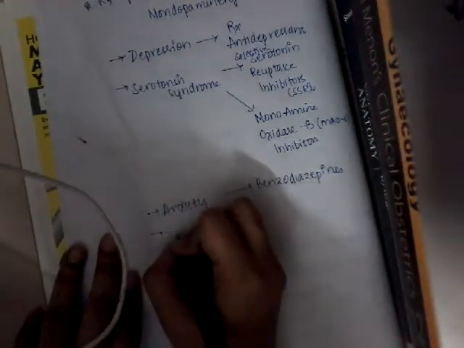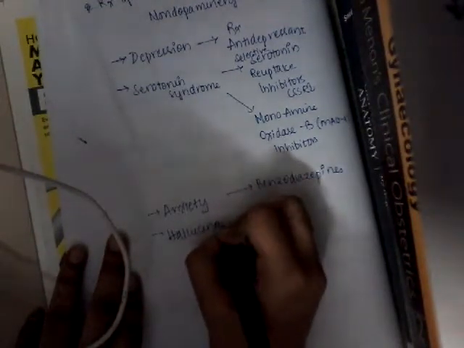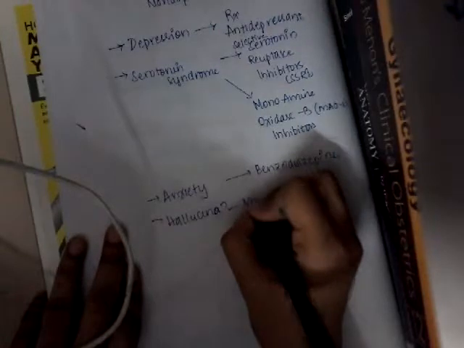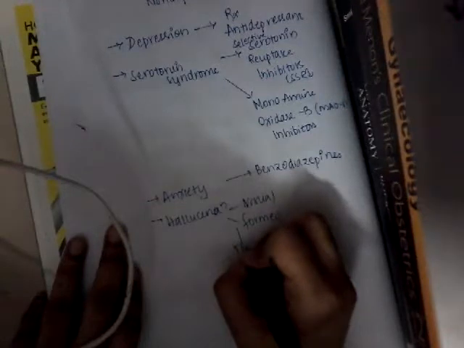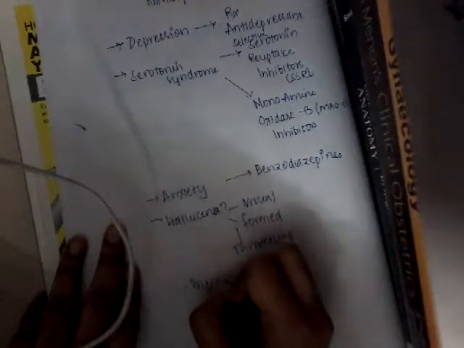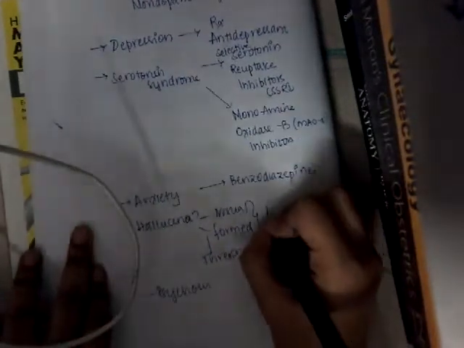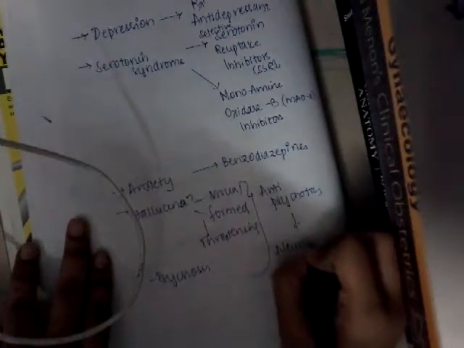And then hallucinations can occur. These hallucinations can be visual, formed, threatening, and sometimes there may be psychosis. So all these can be treated by antipsychotics, that is neuroleptics can be used. The neuroleptic which is used is clozapine, right?